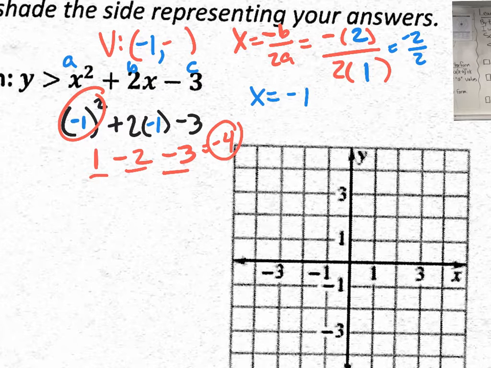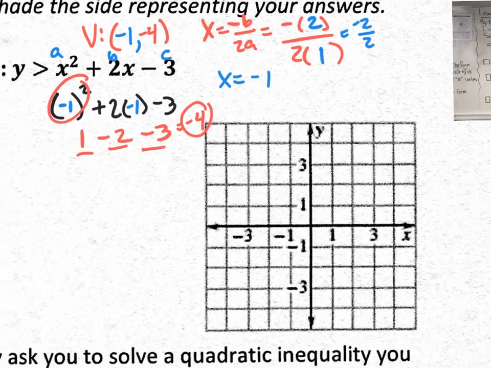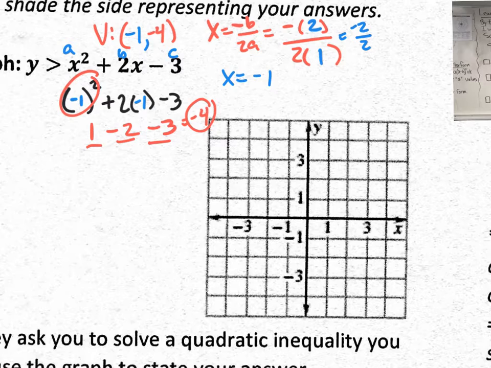That's the y value of our vertex. That is the most important point. Let's all graph that most important point. Negative 1, negative 4. That's down here. What do we do next after plotting that point? Axis of symmetry before anything, right?